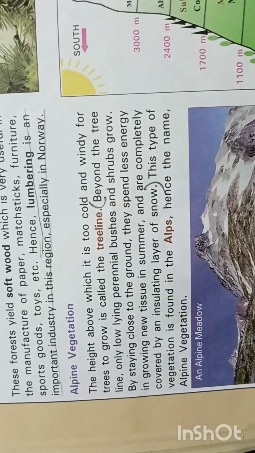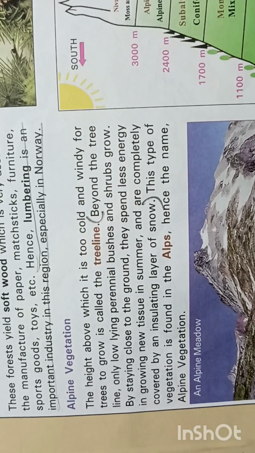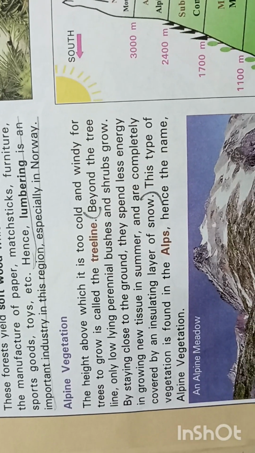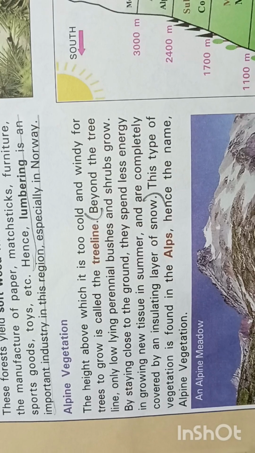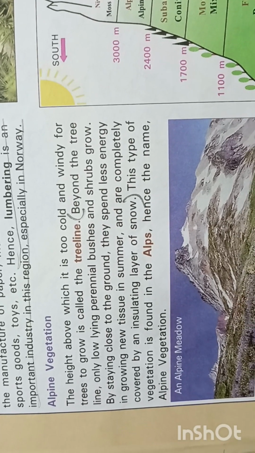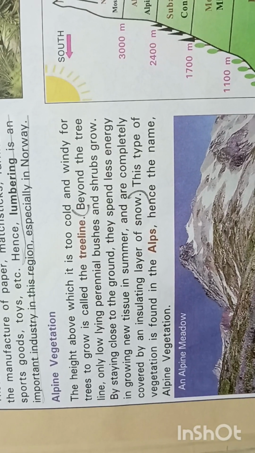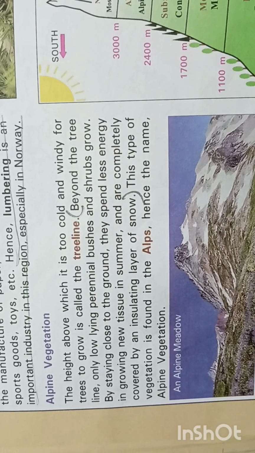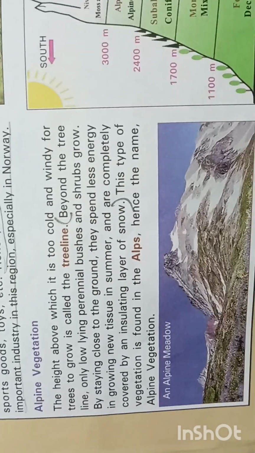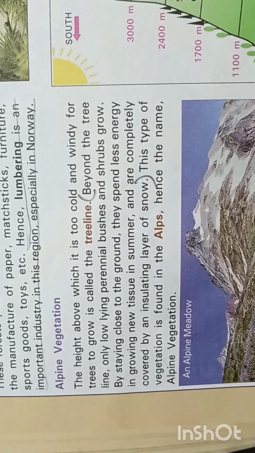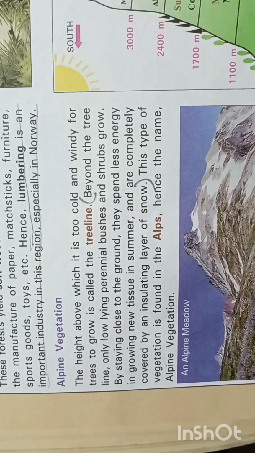See, trees will not grow beyond the tree line, but only the low-lying perennial bushes and shrubs will grow. When they stay close to the ground, they spend less energy in growing new tissue in summer, and they are completely covered by a thick, insulating layer of snow. This type of vegetation is only found in the Alps. That is why it is named alpine vegetation. Got it?